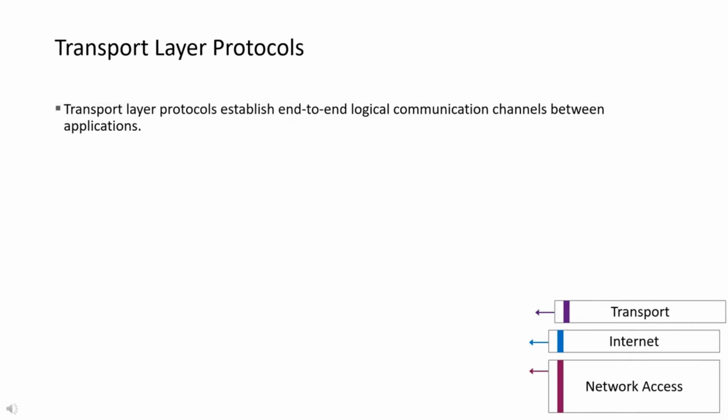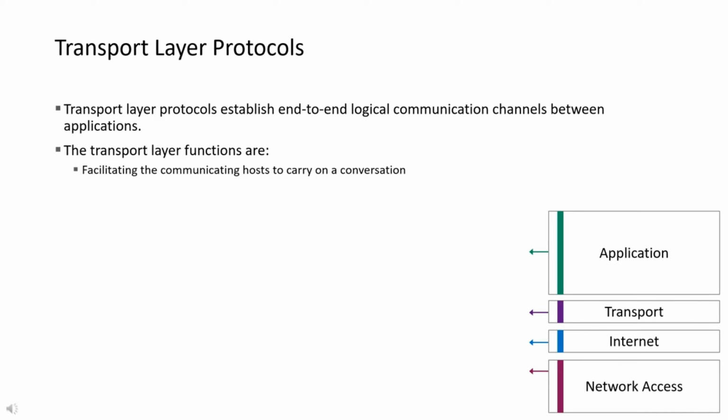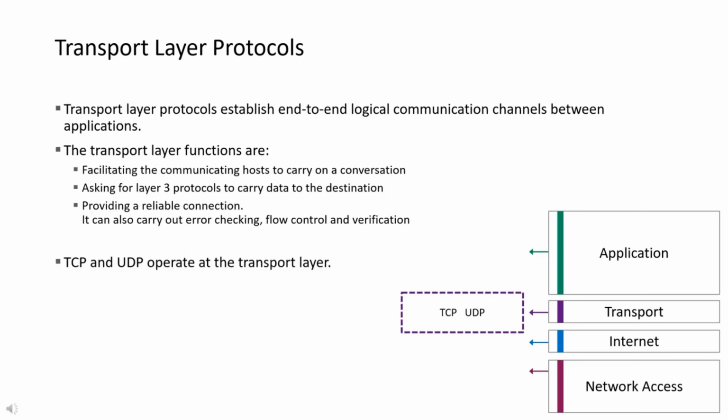Transport layer protocols are responsible for establishing end-to-end logical communication channels between the source application and the destination application. The functions of the transport layer are facilitating the communicating hosts to carry on a conversation, providing an interface for the users to the underlying network. If needed, it can provide a reliable connection. It can also carry out error checking, flow control, and verification. The two most commonly used protocols are TCP and UDP. We will see further details, including the differences between the two, in the following slides.